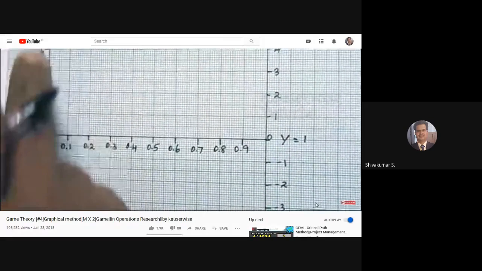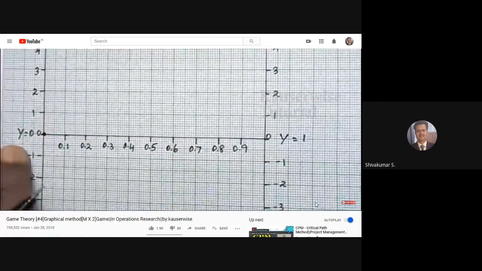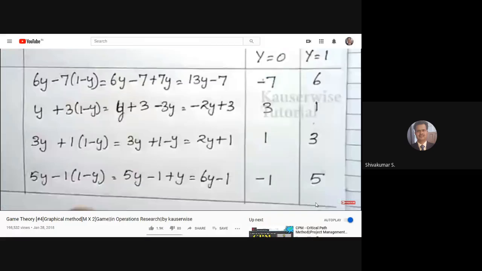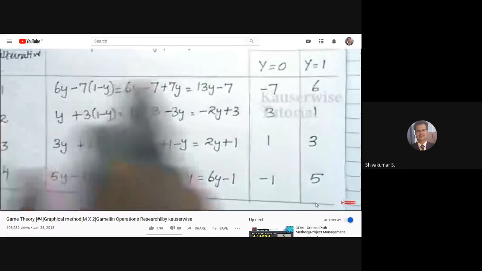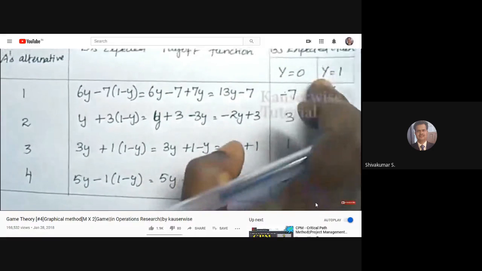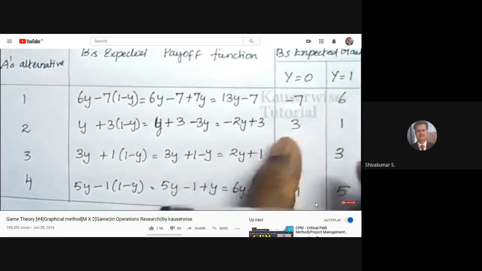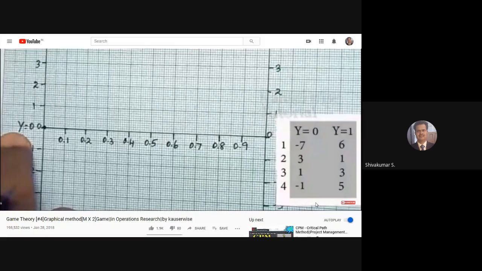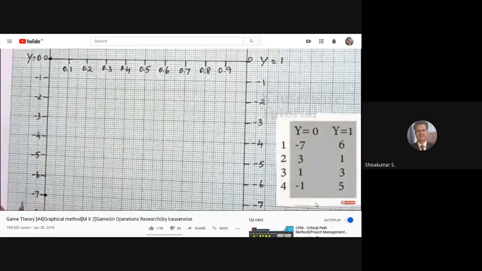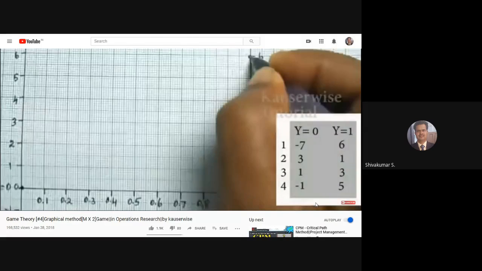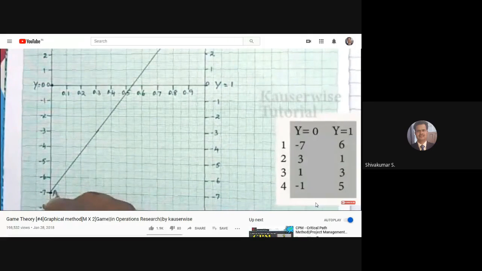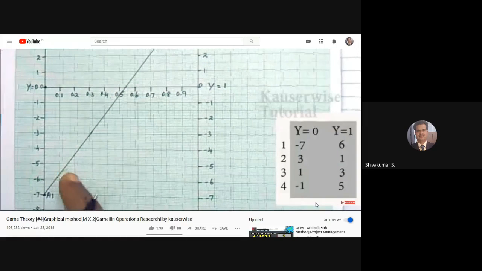These are the gains when y is equal to 0, and these are the gains when y is equal to 1. Look at the expected gain for the first alternative. When y is equal to 0, it is minus 7. When y is equal to 1, what is the value? 6. Draw this line. This line is A1. This line represents alternative 1.